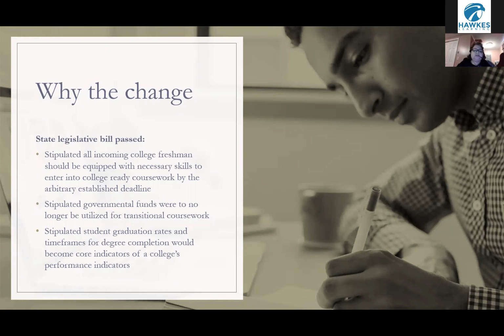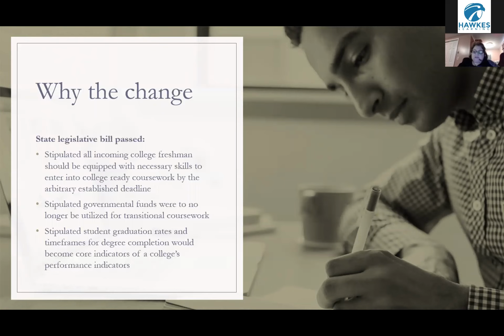So the state legislature intervened at the state level in Kentucky. They passed a state bill that stipulated all college freshmen were going to be equipped with the necessary skills to enter straight into college-ready coursework by an arbitrary deadline that they had set forth. Furthermore, it stipulated that governmental funds were no longer to be utilized to pay for the transitional coursework. And they also stipulated that graduation rates and timeframes for degree completion had to become core indicators of a college's performance-based funding standards.